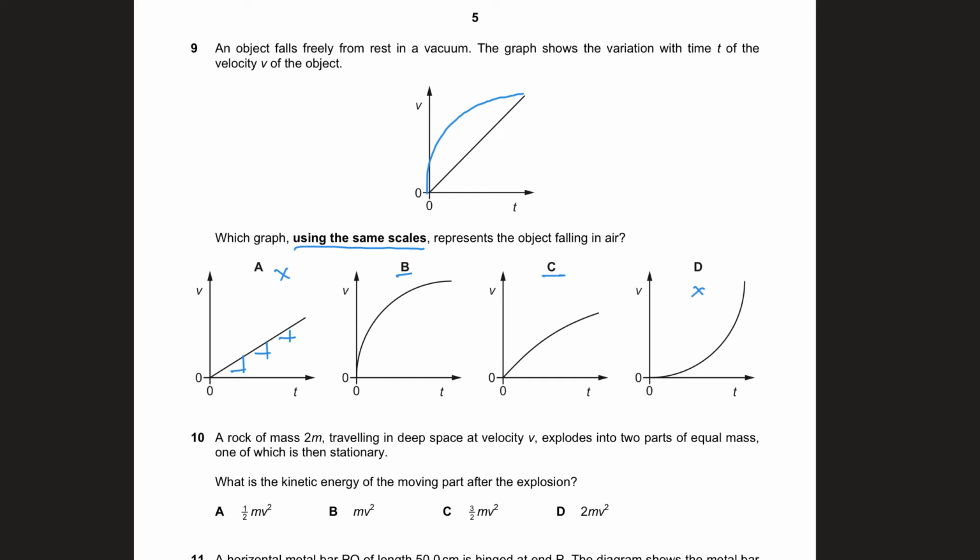But on the other hand, if you look at C, C is always below. C will always be below. If you could trace it here and copy it over here, you'd see that C is always below the graph of the object falling in vacuum. So C is the correct answer.